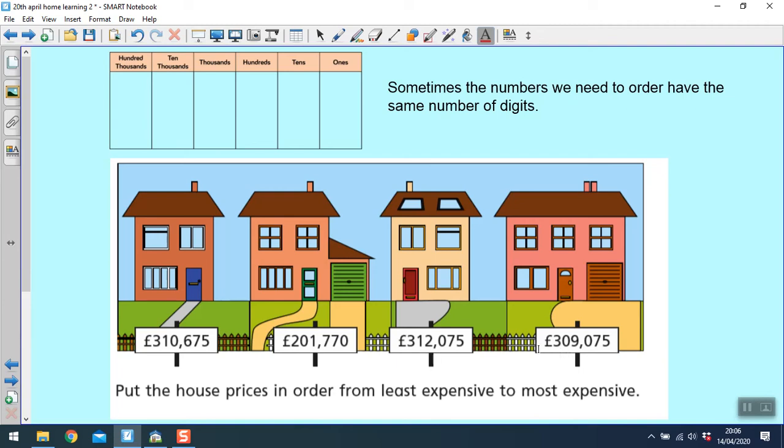They've all got 6 digits, so we need to look at the first digit. That's a 3, a 2, a 3 and a 3. So the cheapest one is going to be 201,770. See if you can pause the video and do the next 3 from the cheapest to the most expensive.